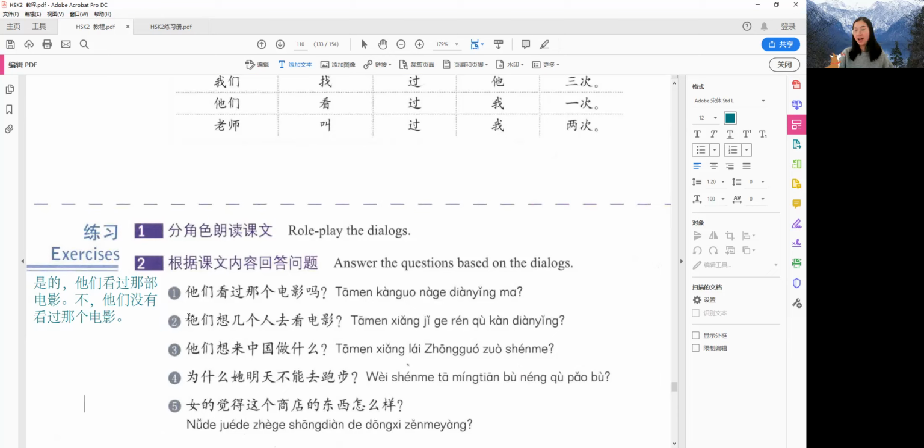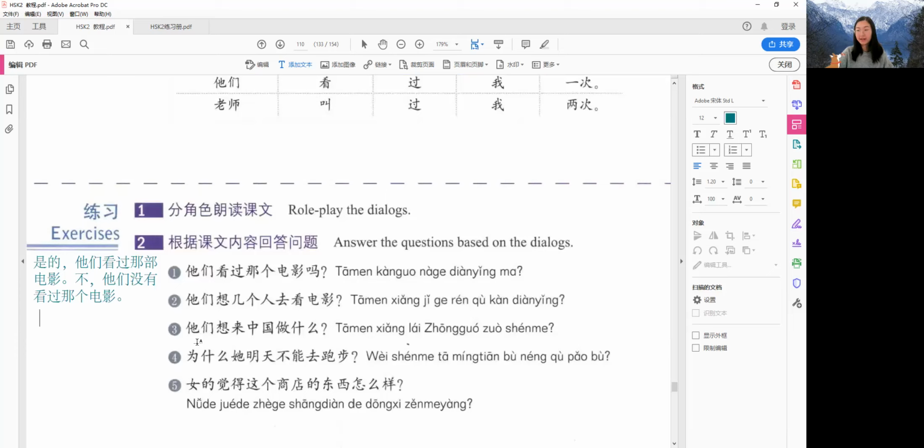And then the second question, 他们想几个人去看电影？几个人？几个 means how many people they want. 他们想 they want 几个人, how many persons go see movie. If we translate it word by word, it will be this meaning. In the text it will be 3 people, right? So how they ask, how we answer. 他们想3个人去看电影。Very good.